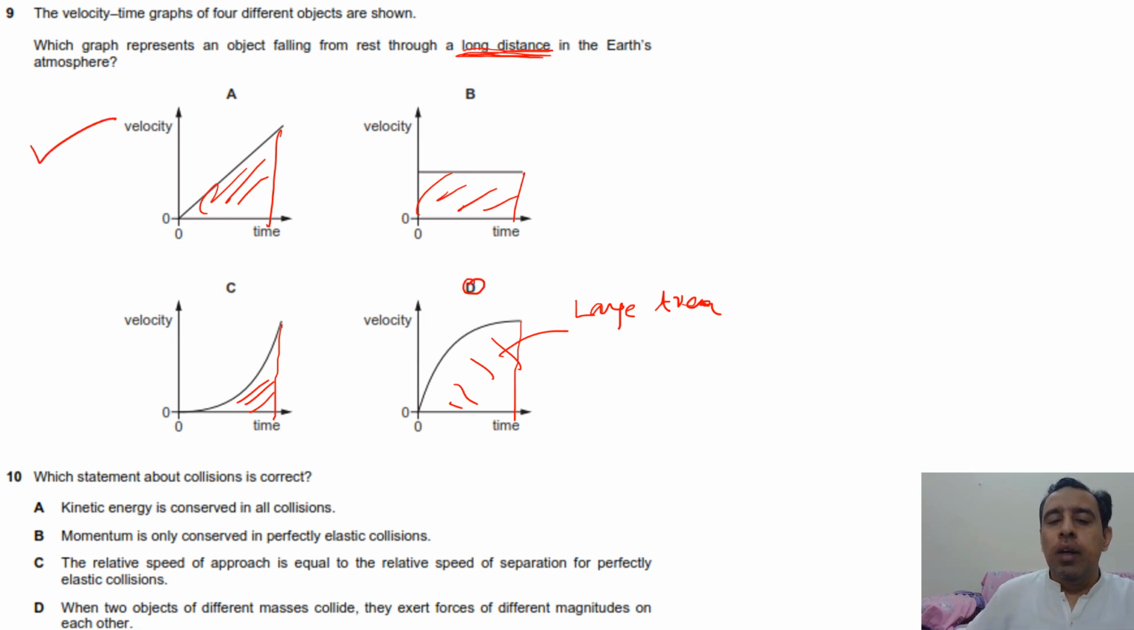Simple question. Which statement about collision is correct? Kinetic energy is conserved in all collisions, no. Momentum is only conserved in the elastic, no. The relative speed of approach is equal to the relative speed of separation for a perfectly elastic collision. Yes, it is correct. This is the basic definition for elastic collisions, in which the sum of the approaching velocities is equal to the sum of the separating velocities. So in question number 10, option C is correct.